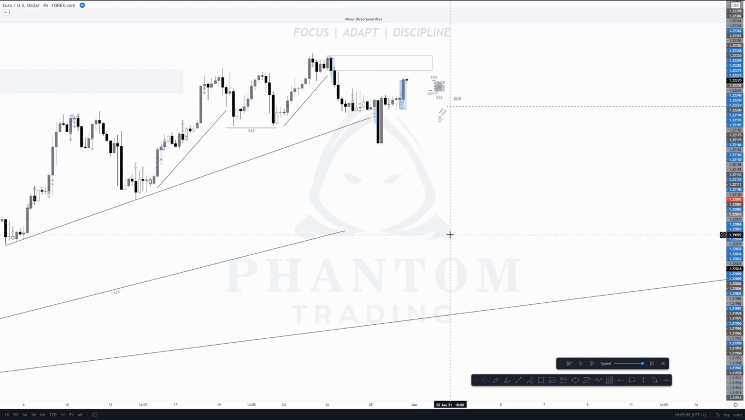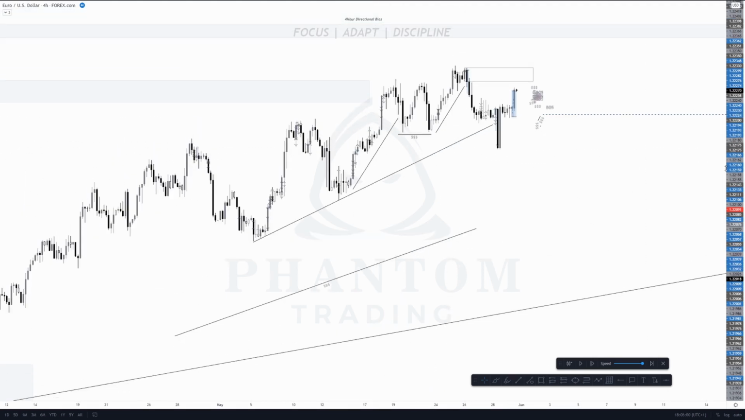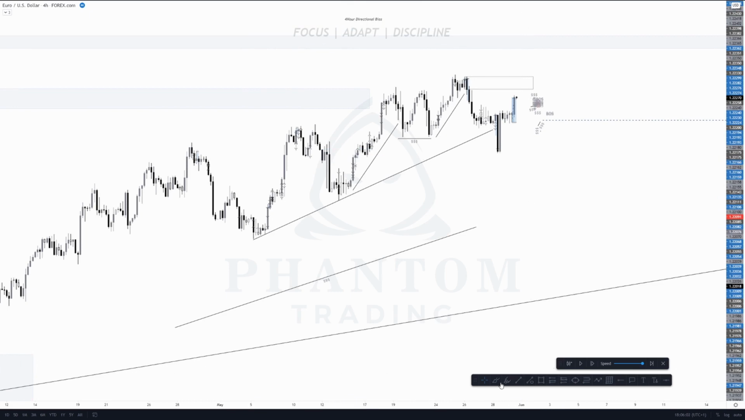So what can we tell? Just to clarify, we're still bullish. Price is still going on to make higher highs and higher lows. Higher high, higher low, higher high, higher low, higher high. And what we've done continuously is break structure to the upside.